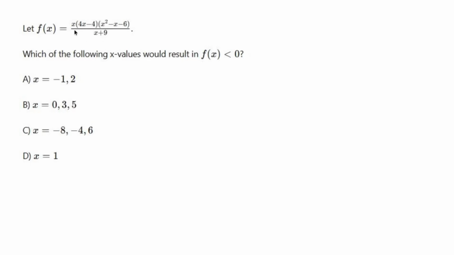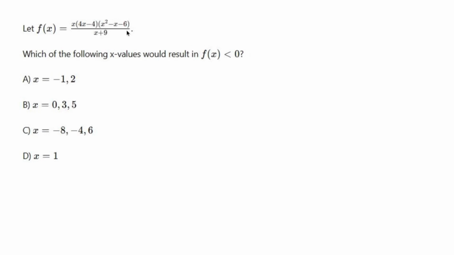Let f of x equals x times the quantity 4x minus 4 times the quantity x squared minus x minus 6, all over x plus 9. Which of the following x values would result in f of x is less than 0?